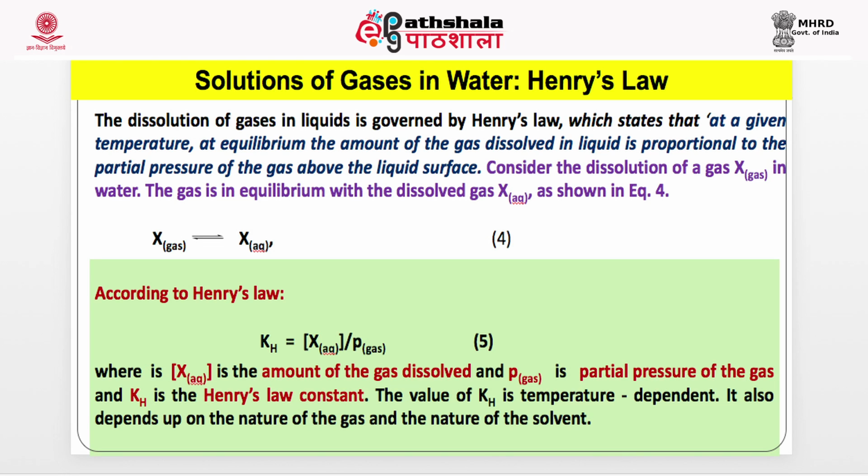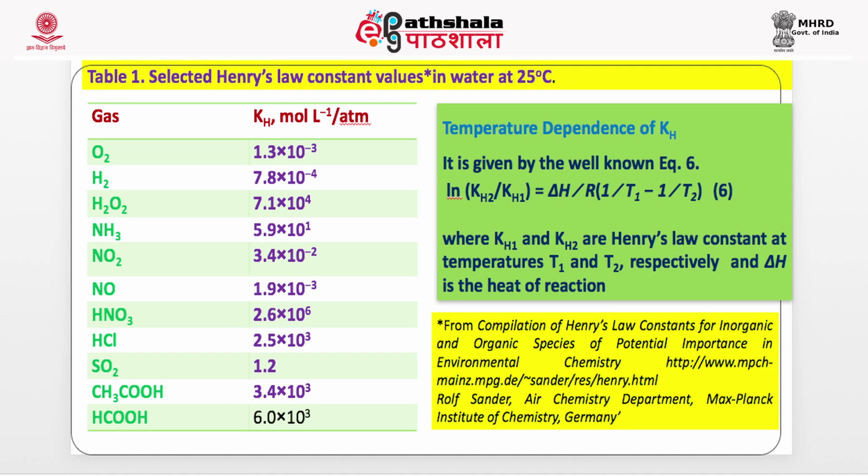Another thing, the nature of the solvent. Some solvents are polar, some solvents are non-polar. On this factor also the solubility will depend. KH is also dependent on temperature. In general, the solubility of gases in aqueous solutions decreases on increasing temperature. Now, these are the values of Henry's law constant for different gases. This is the temperature dependence of the gas, as I told you.